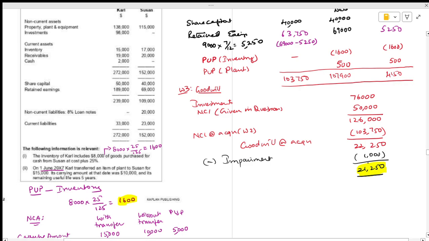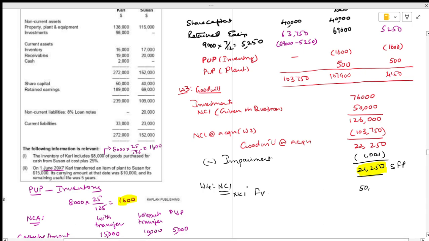Statement of financial position. Working 4. NCI at acquisition. 50,000. How much is the NCI value at acquisition? NCI fair value.